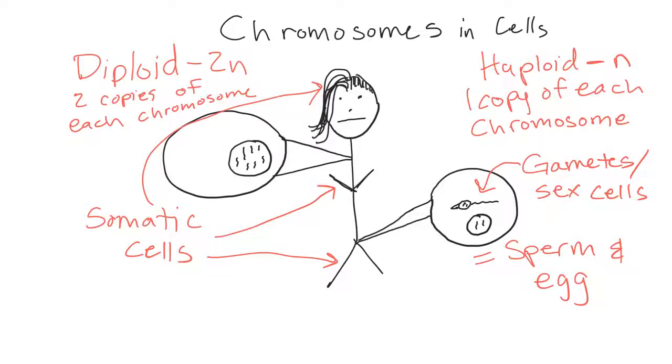Which are the sperm and the egg. And then the process by which you then have a diploid organism is fertilization, when the sperm and the egg come together, and now you have a donation of one set of chromosomes from the father and one from the mother, making a diploid organism.